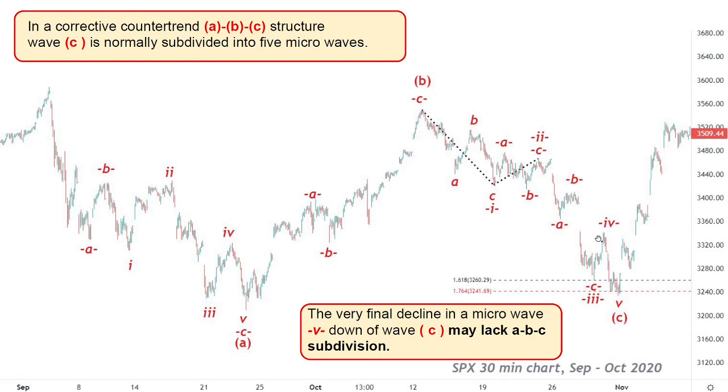And again, it's a big warning for you, so you should not be a purist. You should be prepared for imperfect completion of the final push down in wave C of a corrective ABC down structure. And that imperfect completion could be lack of ABC subdivision in the final push down in wave 5.